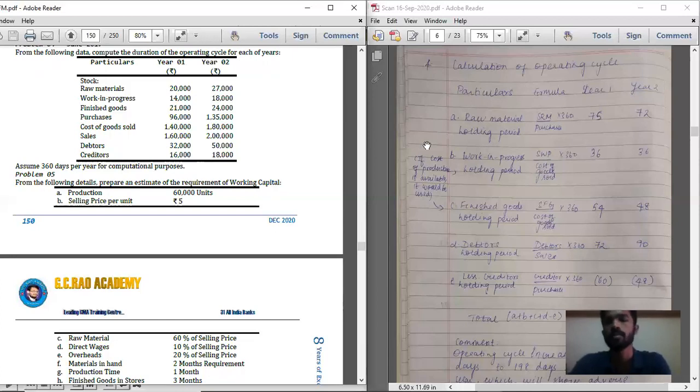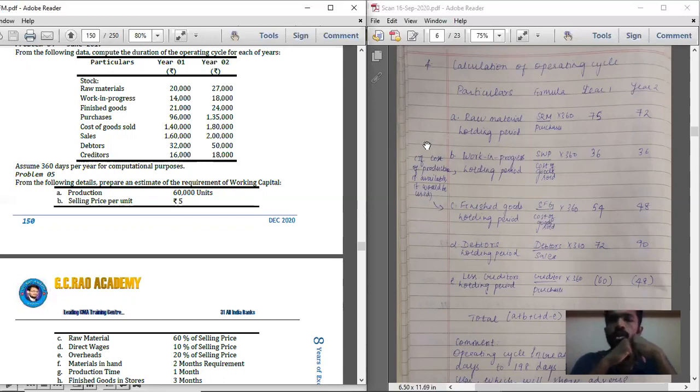So put the heading, come to the solution, come to the notes. Problem number 4, calculation of operating cycle. Below that, a four columnar table. First column, particulars. Second column, formula. Third column, year 1. And fourth column, year 2. Particulars, formula, year 1 and year 2.